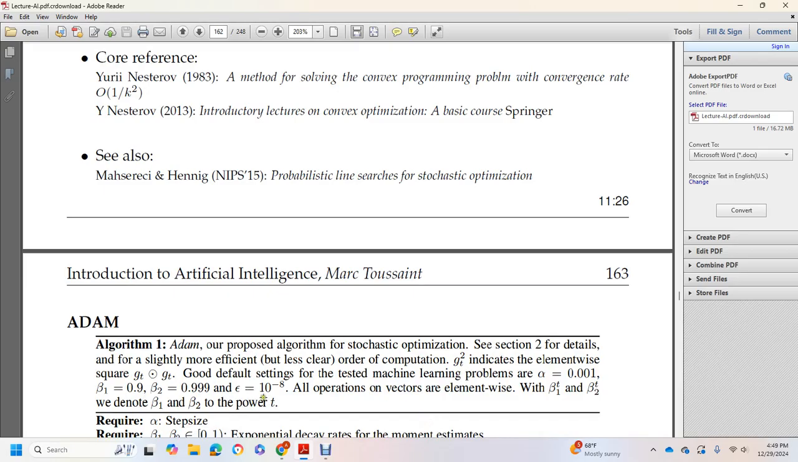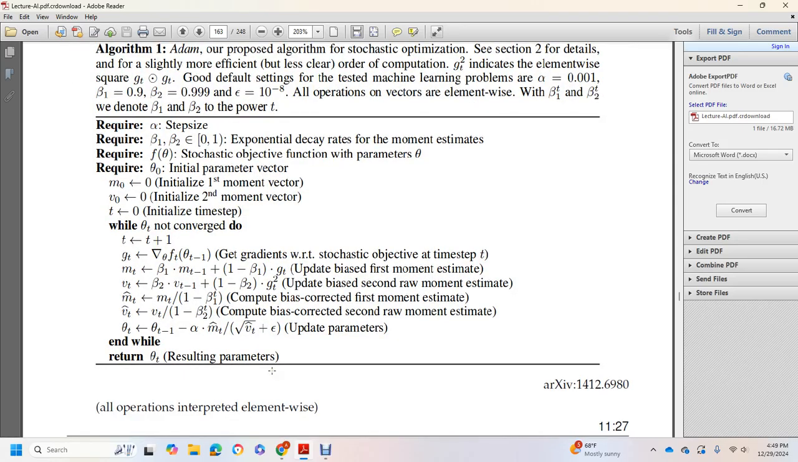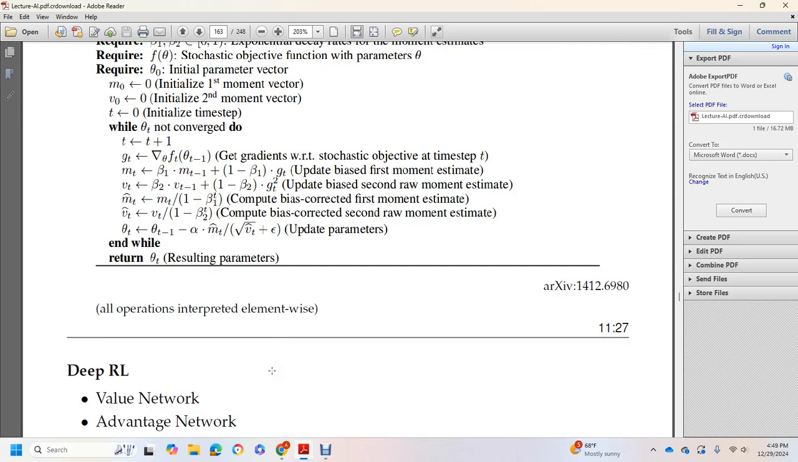And then the Adam algorithm, I really don't care about it even though that's my name. I'm not going to read it.